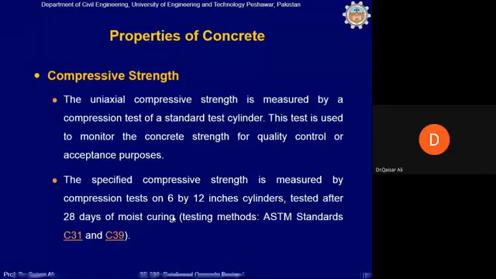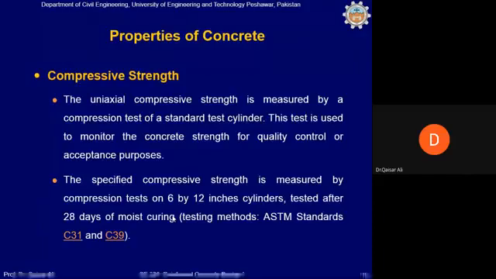the specified strength which has been specified for the concrete in the project, then we will say that concrete has failed. Concrete has failed and it has not achieved its compressive strength. So in this manner, you can check the quality of concrete at a site.